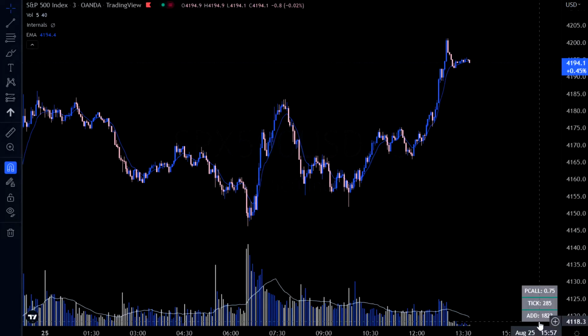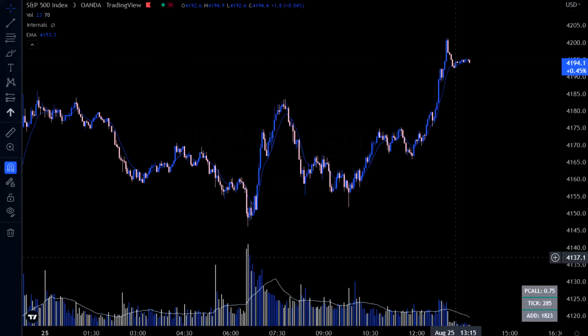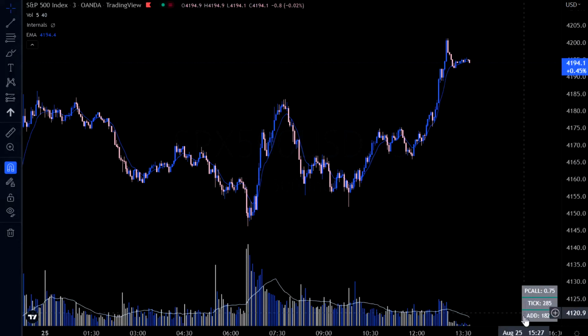And then you have ADD, which is advancers and decliners. It's just telling you how many stocks are green on the day versus how many stocks are red on the day. Today we had a positive skew, which means there were a lot more stocks that closed the day green than stocks that closed red. And that can help you with market breadth, which a lot of more professional traders like to use.